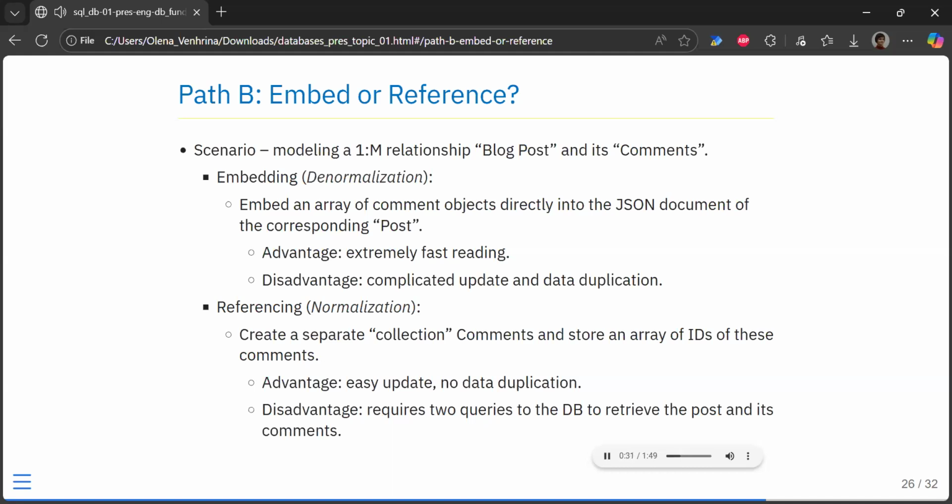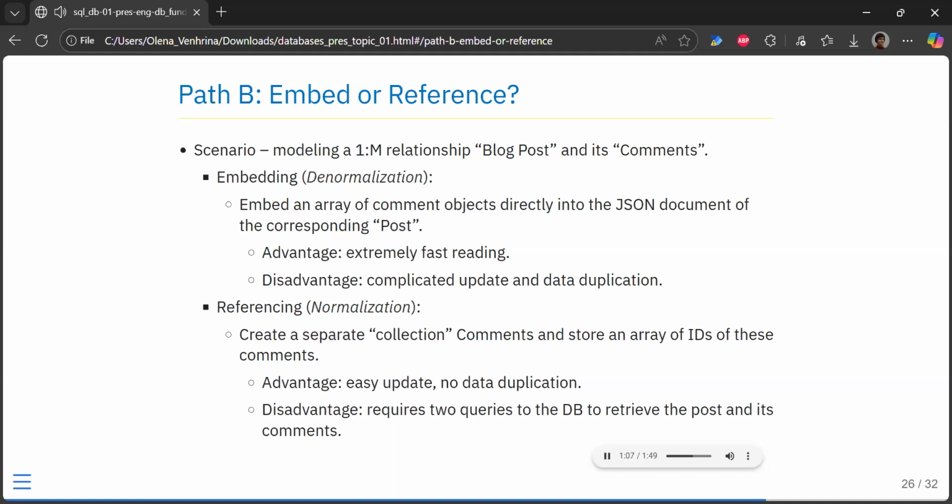Path 1. Embedding, also known as denormalization. We simply take all comments and embed them as an array of JSON objects inside the post document itself. One post, one large document containing both the post and all its comments. The advantage is obvious. Incredibly fast reads. To display the page, we need only one query to the database to get one document. No joins. Disadvantage. This creates data duplication, and if we need to update one individual comment, it becomes a complex operation because it is buried deep in another document.